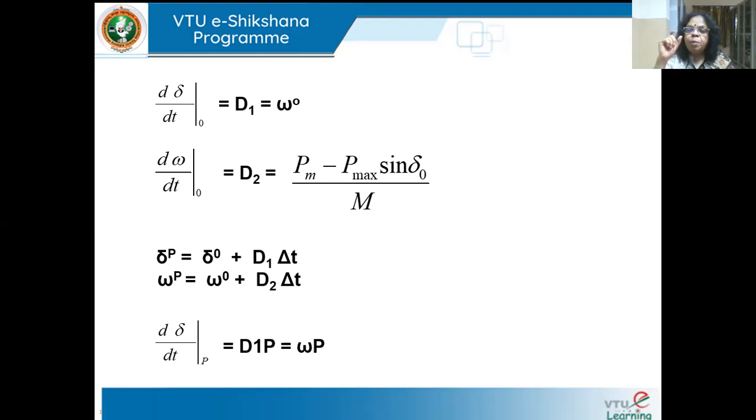If you take a single machine in a finite bus, the power is EV sine delta by X. E is the voltage, the internal voltage. V is the terminal voltage. X is the reactance in between. So the maximum power will be EV by X. Or in general, for any two buses, the maximum power will be V1 V2 by X.